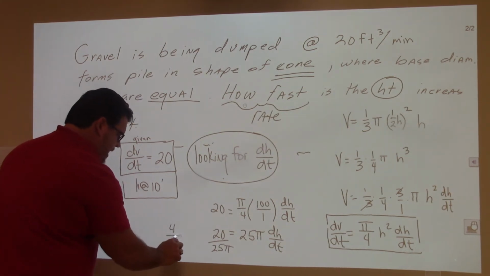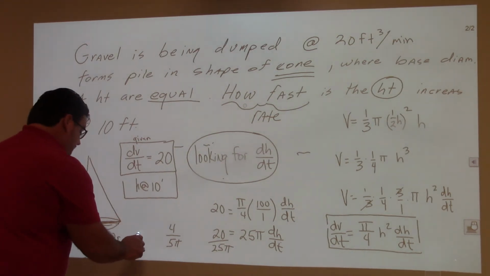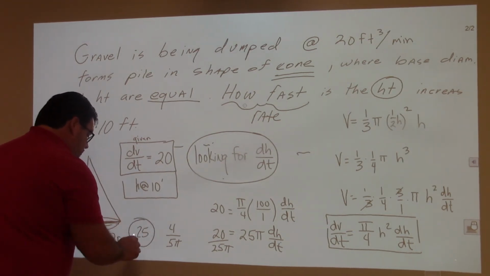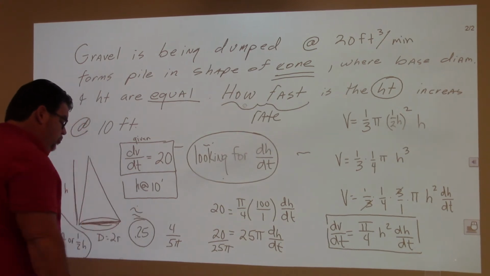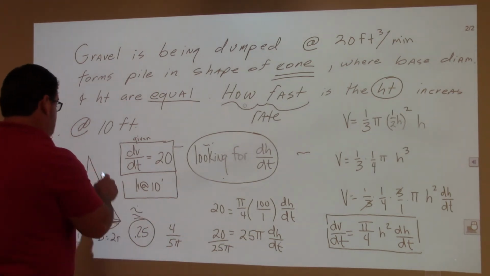4 over 5 pi. Y'all check me. And 5 times 3 is 15. 4 will go into 16. So it's about 1/4. 0.25. That's approximate. What do y'all get? 0.26. Point what? 26. 0.26 is your answer.